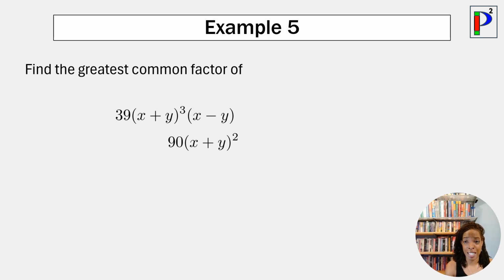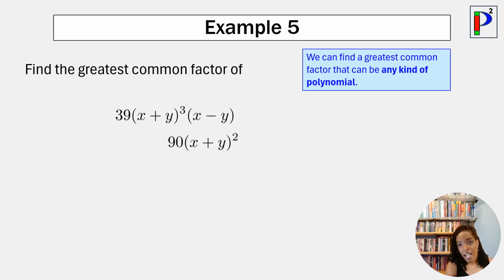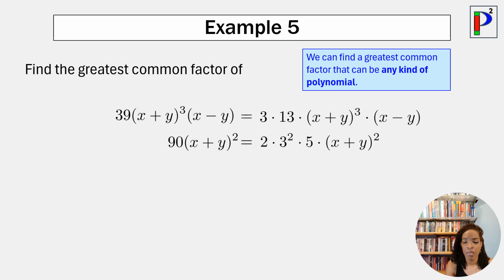Suppose we need to find the GCF of the expressions below. Wow, lots of stuff. Do not let that intimidate you. We can find the greatest common factor even when it's not a monomial. It can be any kind of polynomial. So let's start by writing this in prime factorization form. Do you see the common factors? Very good. They are 3 and x plus y. Not x, not y, but x plus y.